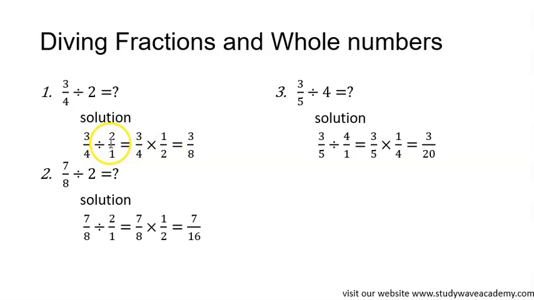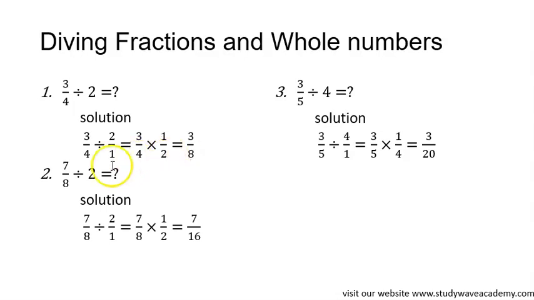The second fraction will change. The denominator goes up and the numerator comes down. Then the division sign changes to multiplication, okay? So we have 3 over 4 times 1 over 2. Now we multiply. 3 times 1 is going to give you 3. And 4 times 2 is going to give you 8. So 3 over 4 divided by 2 is going to give you 3 over 8. Okay? Do you understand?